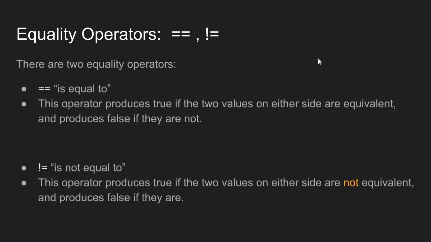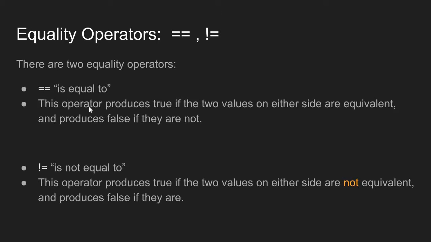Let's look at some of these conditional operators in more detail. First, we'll look at equality operators. There are two equality operators. The first is a pair of equal signs next to one another. This stands for is equal to. This conditional operator produces the value true if the values on either side of it are equivalent, are the same.